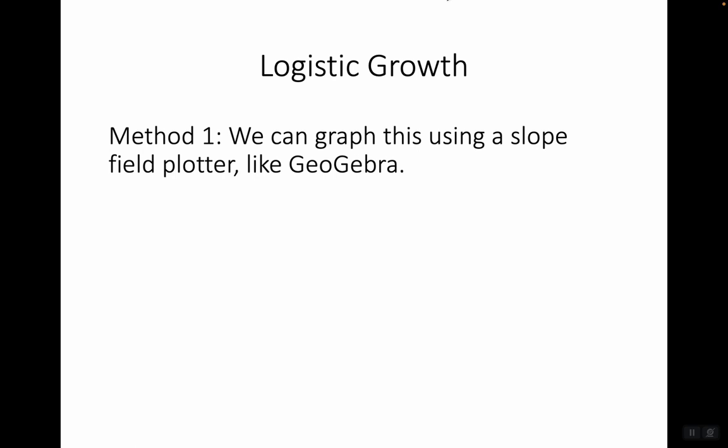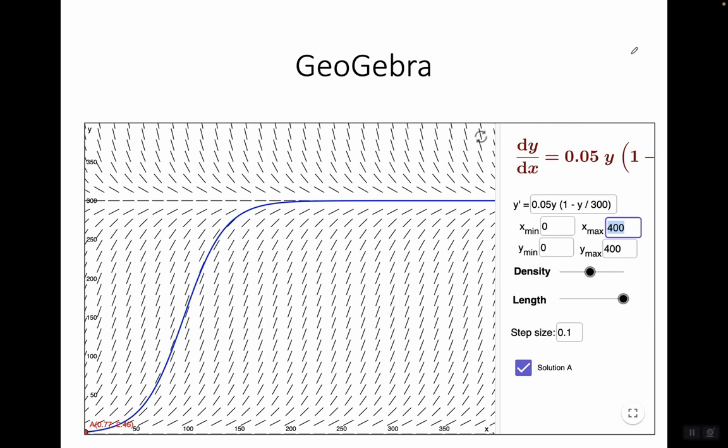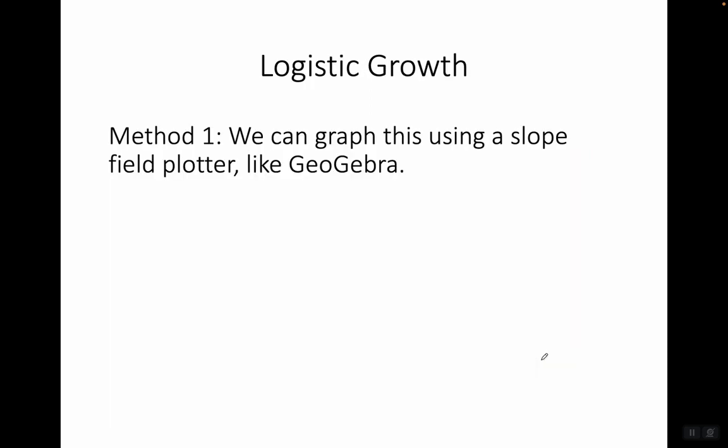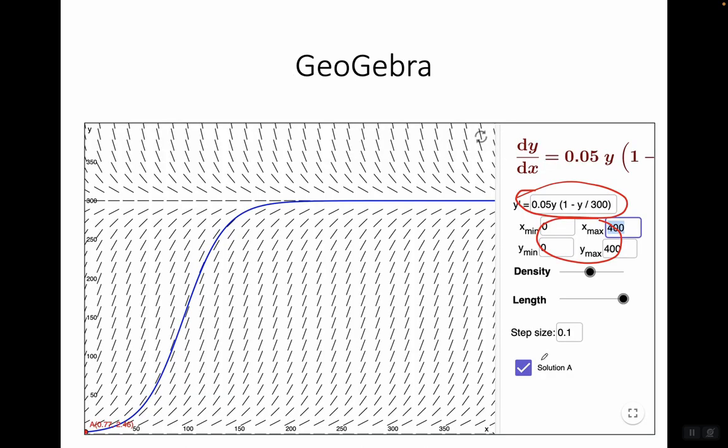Okay, method 1. We can graph this using a slope field plotter like GeoGebra. Let's go ahead and enter that. You just find a slope field plotter or slope field generator using a search engine. You enter the differential equation, choose some nice bounds. You might have to play with those a little bit. You'd also have to enter the initial value, namely p(0) equals 100, and you get something that looks like this. I did this using GeoGebra. And the limiting population, the maximum population, seems to be 300 fish. That's what we end up with in the long run.